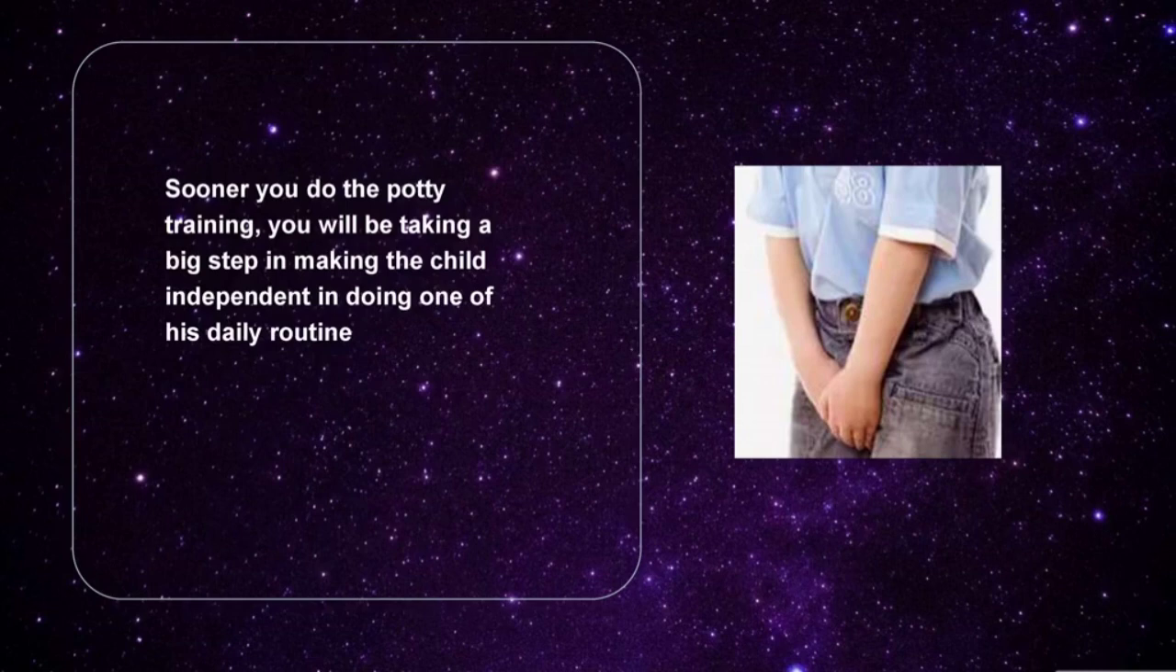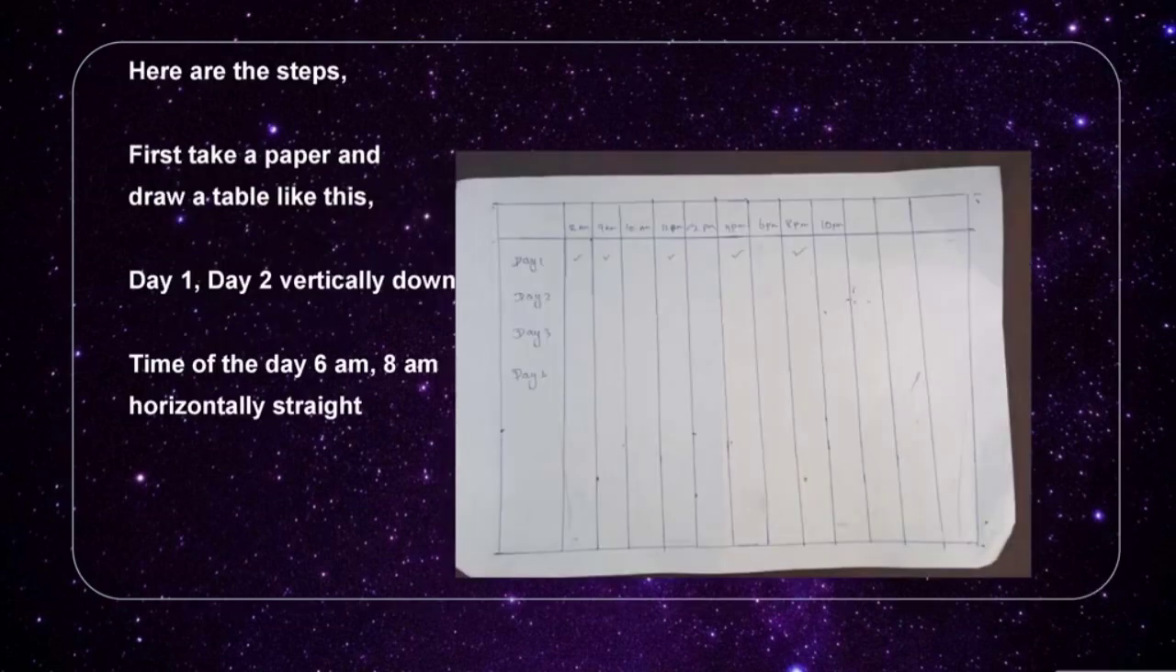The sooner you do the potty training, the bigger the step you take in making the child independent in doing one of his daily routines. So this is one of the tasks. If you can make them independent as early as possible, you can have some clarity to work on other things of the day. These two things will be troubling you throughout, so better you do this first before you even work on the speech.